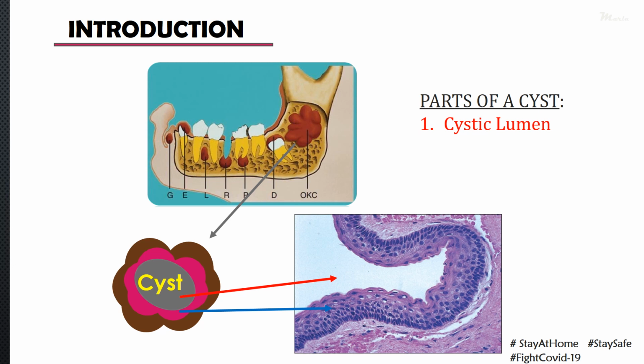The next part of the cyst is what we see here as the second layer. This is also referred to as the epithelial lining or the cystic lining. The cystic lining is what defines and characterizes a cyst. The type and behavior of the cyst is defined by this epithelial lining. As you can see here, this is a cyst which has an epithelial lining of the keratinized type. This is an example of an odontogenic keratocyst.